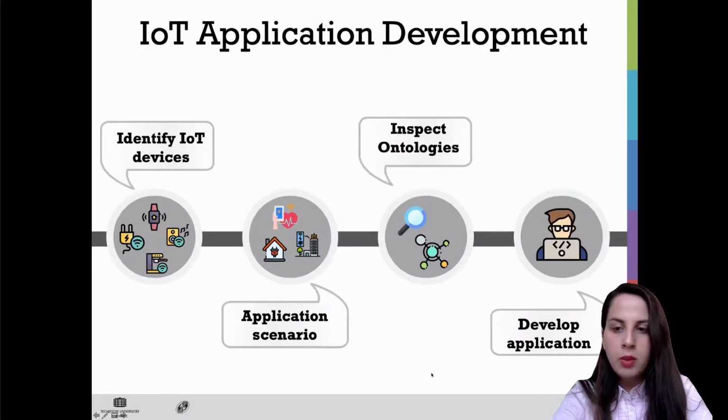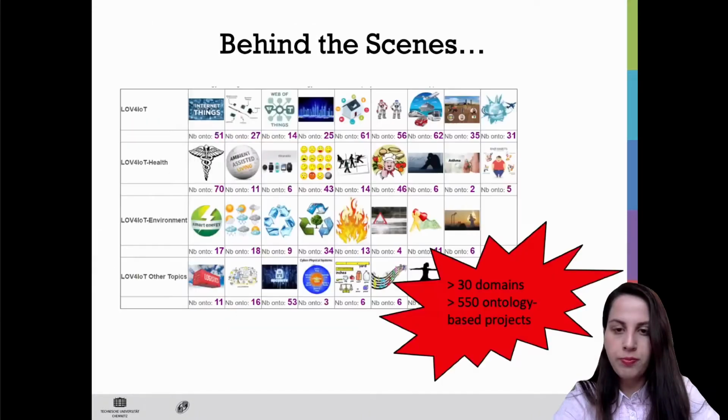Let's assume a developer who wants to develop an IoT application with a set of physical devices. Such a developer would first identify the devices that are appropriate for the application scenario in mind, such as a smart home application, which monitors the temperature in the apartment. Then, in order to develop a semantically interoperable application, the developer needs to look at the existing ontologies to find the suitable concepts for reuse according to the application scenario. Once those concepts are identified, the application development procedure begins. Let's have a look at what's going on behind the scenes.